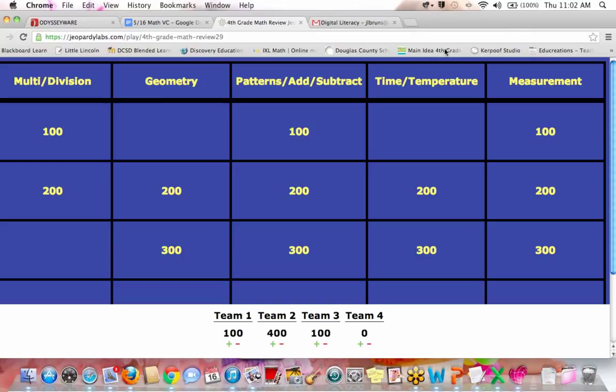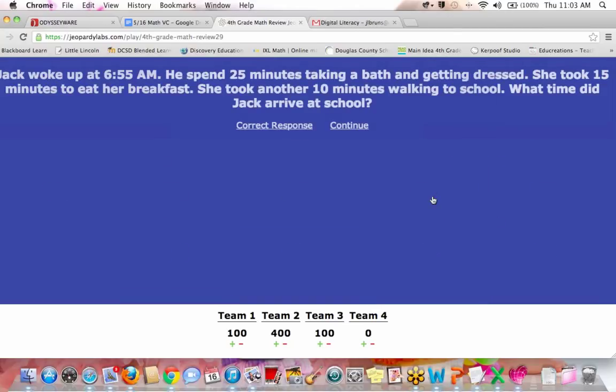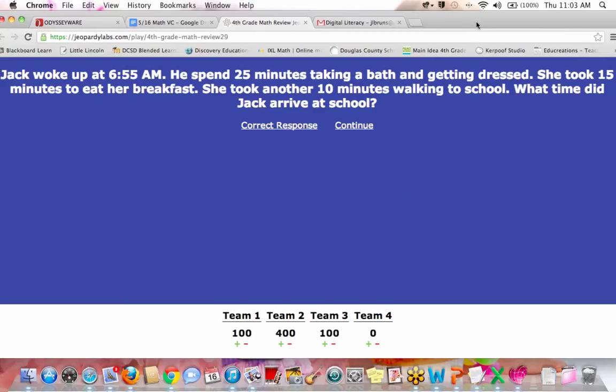Okay, time and temperature for 200. Jack woke up at 6:55 a.m. He spent 25 minutes taking a bath and getting dressed. She took 15, oh my goodness, I don't know if this is a male or female. He or she, whatever, took 15 minutes to eat breakfast. She took another 10 minutes walking to school. What time did Jack arrive at school?